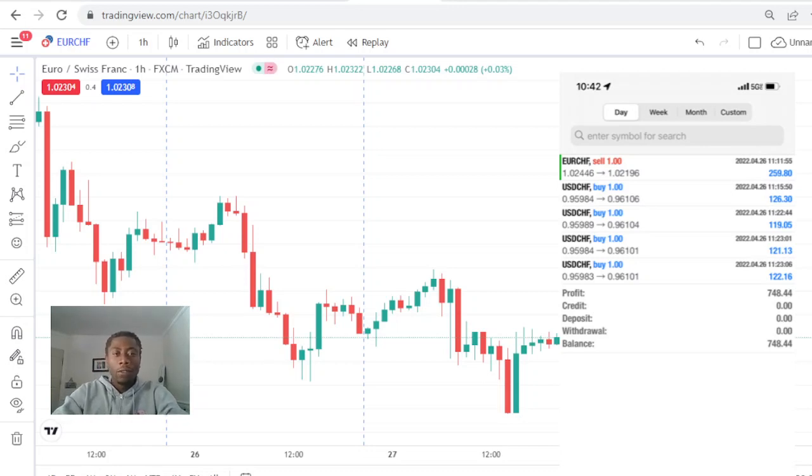And I have the Euro Swiss franc right here. That's the first trade, so we'll go over that chart first. I entered around 1.02446, and then I exited for 1.02196. Now, let's see. When I break that down on the chart here, that equates to me getting in roughly around this level here.